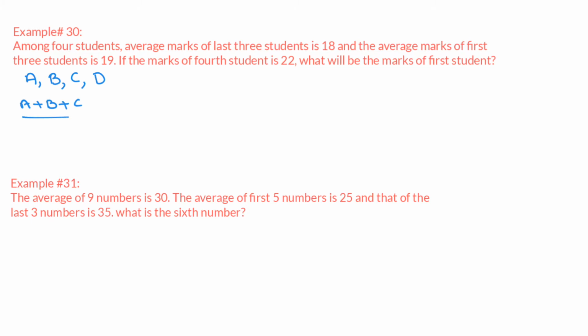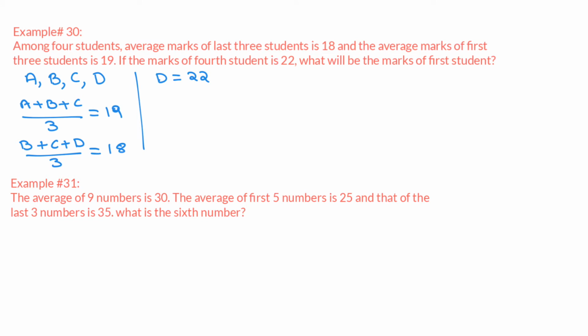A plus B plus C over 3 is equal to 19. Next, I'm writing the average marks of the last 3 students, that is B plus C plus D over 3 is equal to 18. And it is also given that the marks of D is equal to 22.